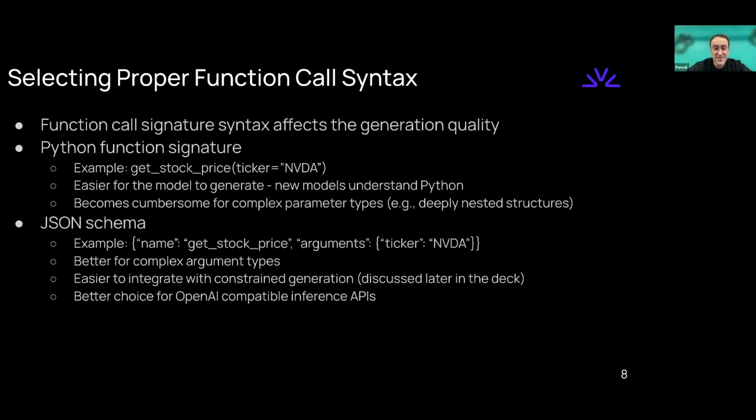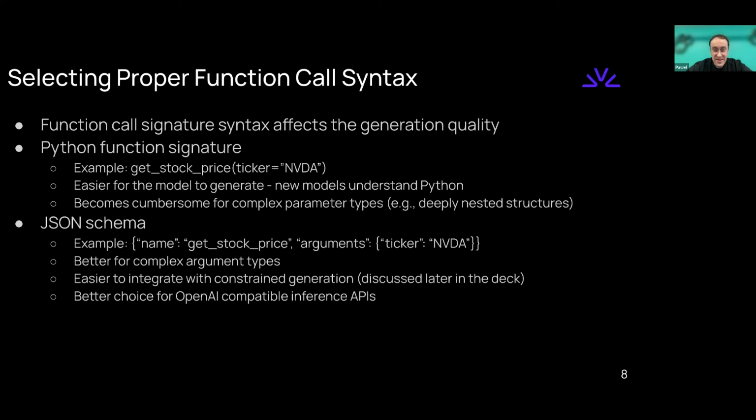However, here we are generating a single line invocation of the function, which makes it pretty unnatural to pass in deeply nested parameter types. So if your use case involves deeply nested complex parameter types, signature may not be the right choice for you. JSON schema, on the other hand, is better for those complex deeply nested parameter types.